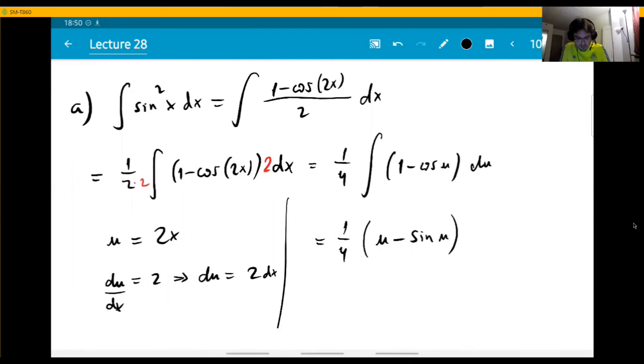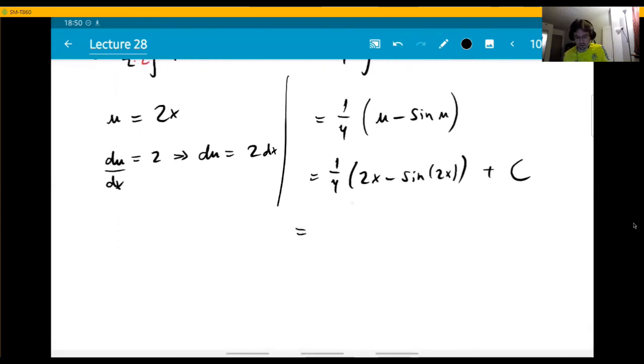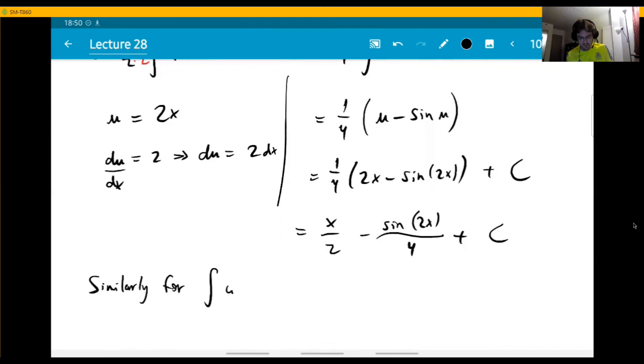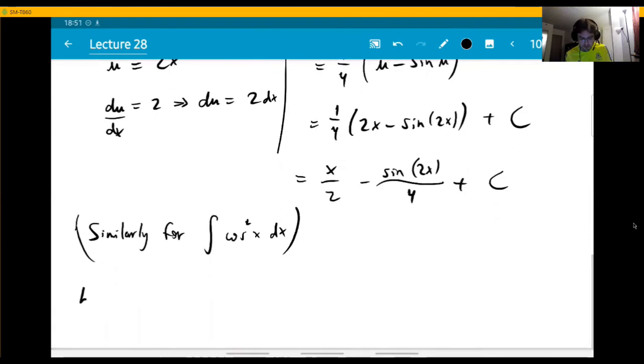But now you can go back and replace u with 2x, and plus c, because now this is the final expression. Or at least you can simplify this like x over 2 minus sine of 2x over 4, and plus c. That's the integral of sine square. I'm just going to write similarly for cosine square, which was another one being asked in this problem in item A. Try that for yourself. But now we're going to move on to item B.